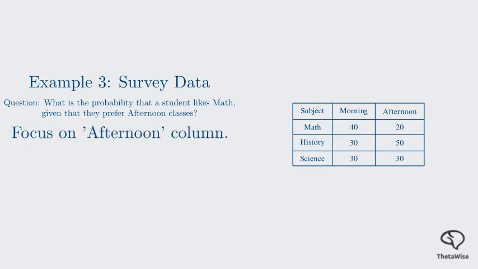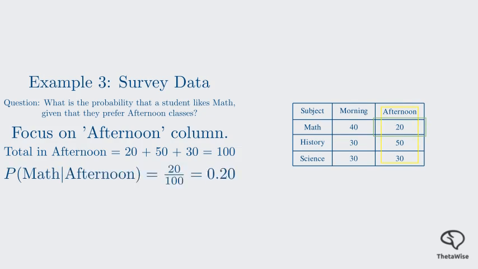In that column, we have 20 students who like math, 50 for history, and 30 for science. The total number of students who prefer afternoon is the sum, which is 100. This is our new denominator for the probability calculation. Out of these 100 afternoon lovers, how many like math? The table shows 20, so the probability is 20 out of 100, which is 0.23.